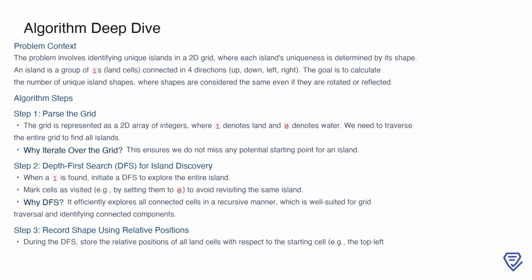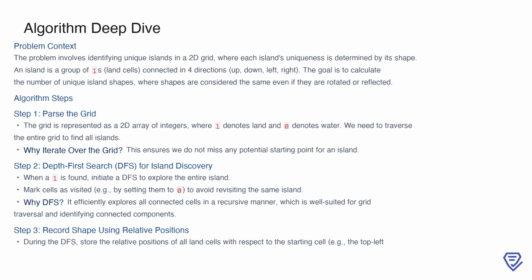We begin by parsing the grid, which involves iterating over every cell to ensure we identify all potential islands. When we encounter a 1, it marks the start of an island, and we initiate a depth-first search, or DFS, to explore all connected cells. The DFS is particularly effective here because it systematically visits all land cells in an island while marking them as visited, such as by setting their value to 0, to prevent revisits.